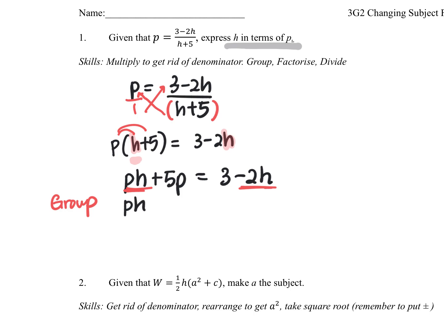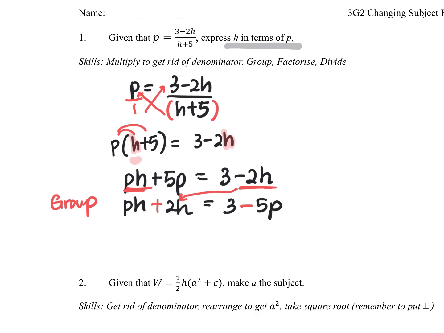I'm going to put everything on the left hand side. So ph and this one come over here. Negative 2h come over here will become plus. Okay, change sign, 2h. Right, then on the other side will be just 3. And this is positive 5p over here. So positive 5p come over this side will be negative. So it will become negative 5p.